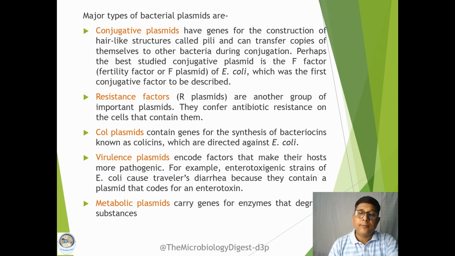So five different types of plasmids we have discussed. One is conjugative plasmid. It is responsible for transfer of bacterial genome from one bacteria to another during the conjugation process. Then resistance plasmid, responsible for conferring antibiotic resistance. Then col plasmids, responsible for coding the genes for synthesis of some bacteriocins. Then virulence plasmid, which confers the virulence factors to the organism, and finally the metabolic plasmids.